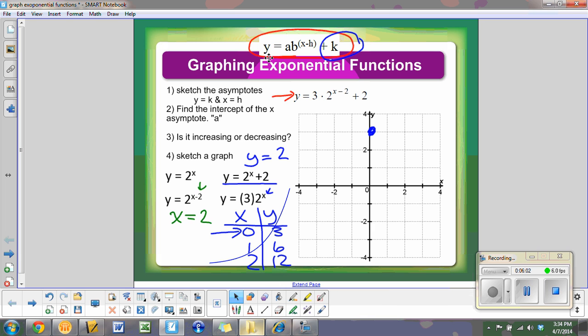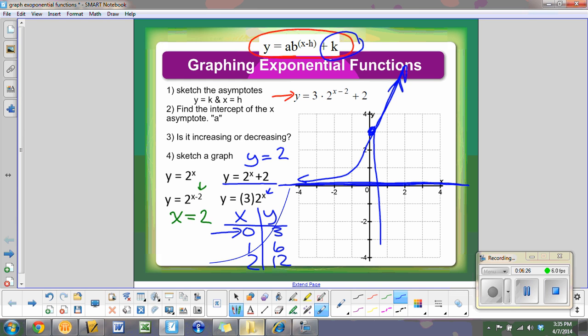However, I didn't shift. So it didn't move the point left or right. So my graph still comes down here and hugs this line. This is my asymptote. An exponential function will go on forever this way, up, and forever this way, but it will never cross my asymptote. This number will just continue to get smaller and smaller. If I go negative 300, I'm just going to have a really, really small number.